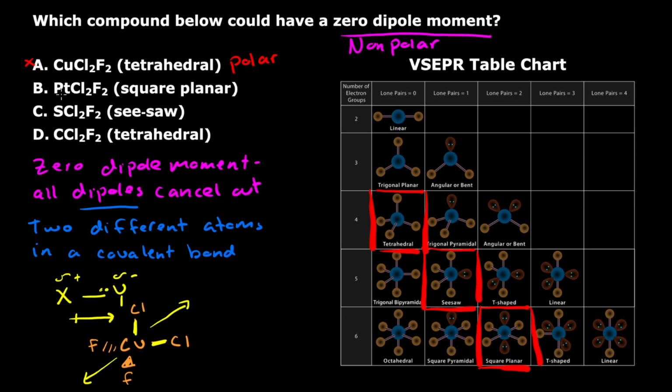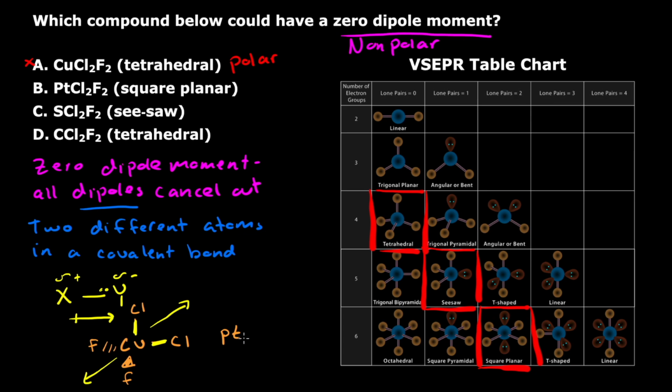Now let's move on to B right here. And in B, it says square planar. Well, a square planar, that's going to be this one right here. And this shape is basically like an X. If we look at it from the top going down, it's going to be like an X like this. And so we can put this Pt right here in the middle. So I'm going to put the Pt here.